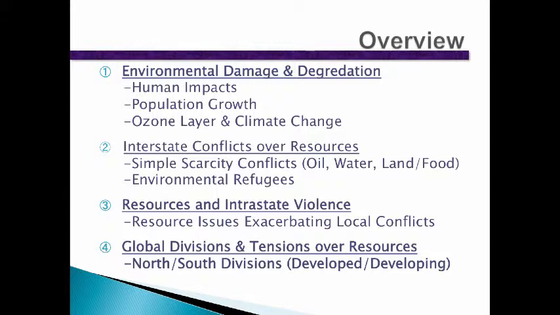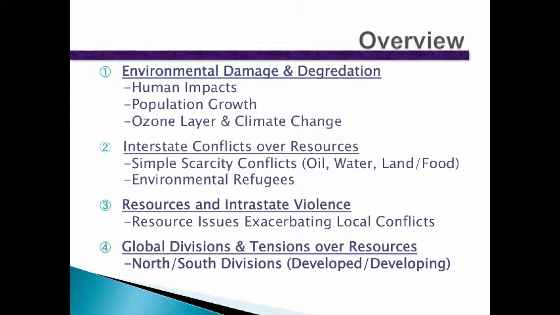From there, we'll talk about some of the impacts that increasing environmental issues and scarcity have had. First, looking at potential interstate conflicts that are on the rise over resources. So these are conflicts between states. Beginning to look at so-called simple scarcity conflicts over vital resources like oil, water, or land and food. And then looking at the role increasingly played by environmental refugees as a major source of international tension.